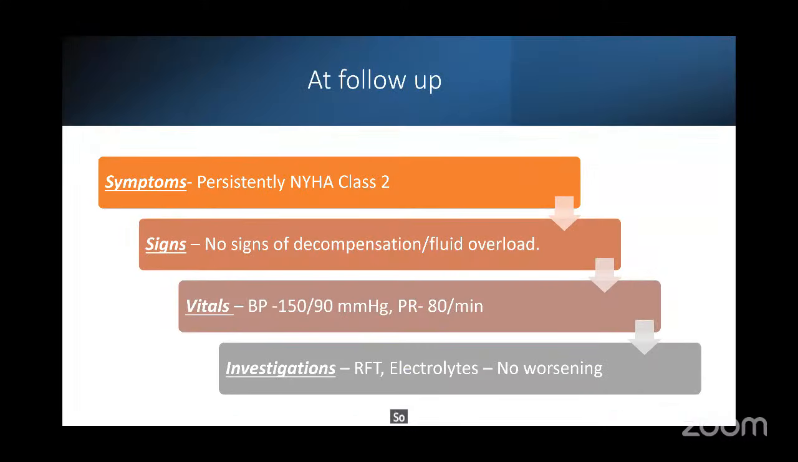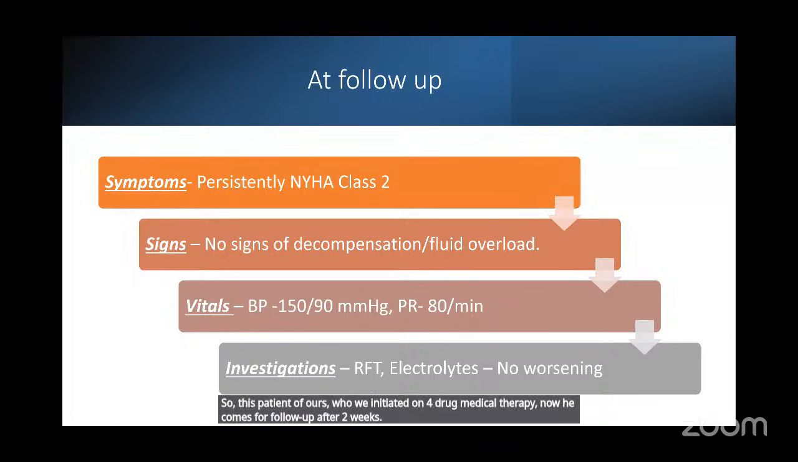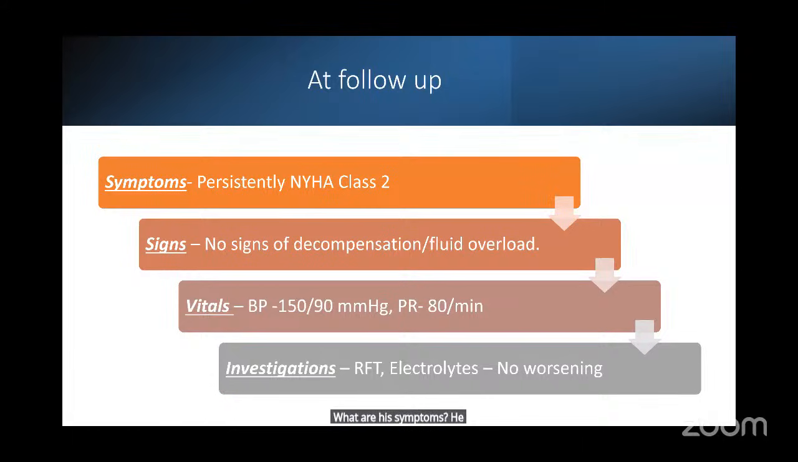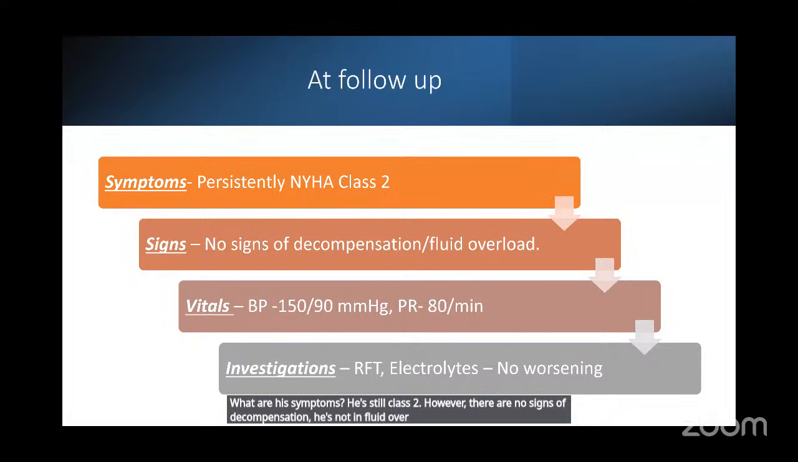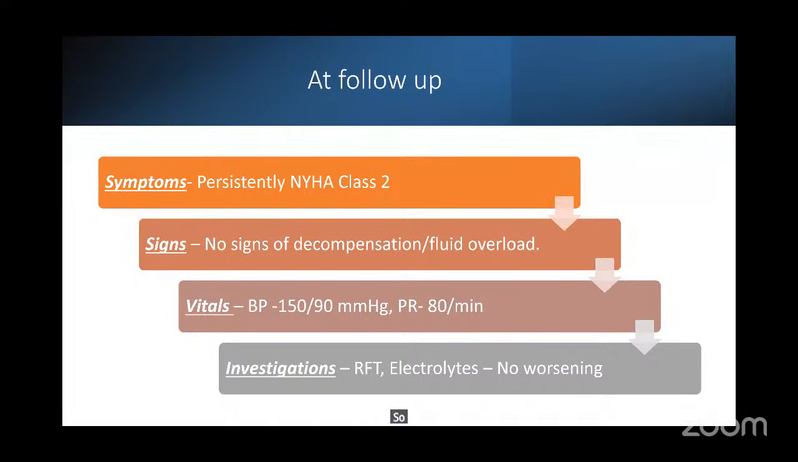So this patient of ours who we initiated on 4 drug medical therapy now comes for follow-up after 2 weeks. What are his symptoms? He's still class 2. However, there are no signs of decompensation. He's not in fluid overload. His pressures are still raised. He has a BP of 150/90, a pulse rate of 80. His RFT and electrolytes show no worsening. So at this point of time, what do we do?